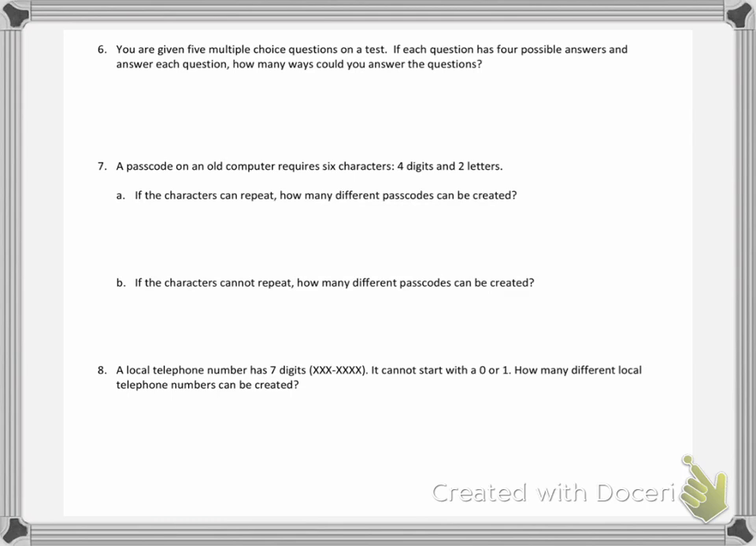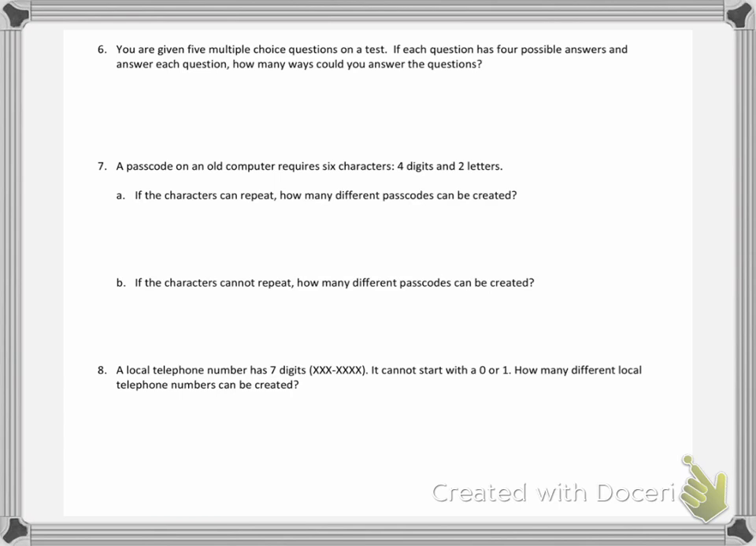Let's take a look here at number 6. So here you're given 5 multiple choice questions on the test. If each question has 4 possible answers, and you answer each question, how many different ways can you answer the questions? So we're assuming here you're just taking blind guesses. Obviously, if you're taking a multiple choice test, hopefully you would know some of the answers, but this is just asking, assuming you answer each question with a blind guess, how many different ways could you answer these?